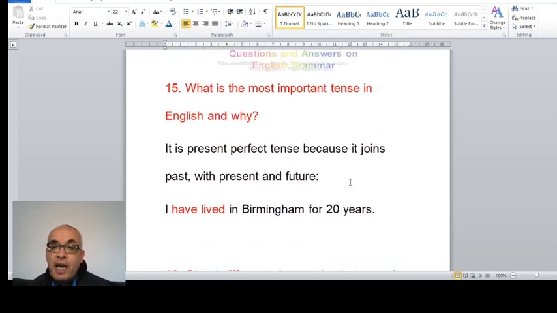So if I say, I have lived in Birmingham for 20 years, have lived is a present perfect. Of course, it is a verb, and this verb has 2 words, have and lived. I repeat, have lived is present perfect. So what's the meaning of have lived? It means I lived in the past and now I live and probably I will continue to live.